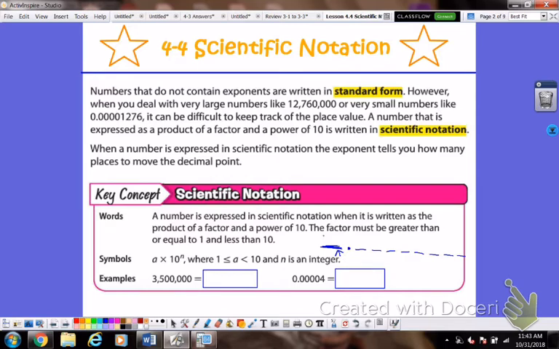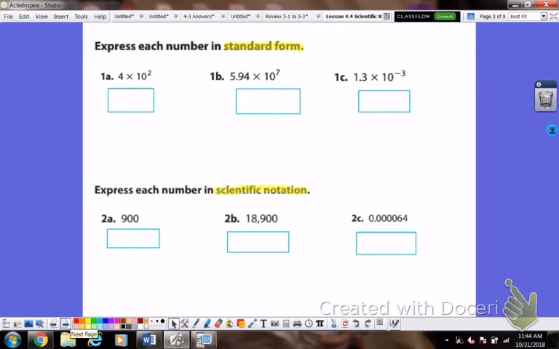Some examples here. 3,500,000. We know we're going to have one digit before the decimal point, so our 3.5, and then we would count. We move that decimal from the end 1, 2, 3, 4, 5, 6 in order to get between the 3 and 5. It's a very large number, so we have a positive exponent. On the opposite side, we've got a very small number. If I start here and count 1, 2, 3, 4, 5, because I need to be behind the 4, we're going to have 4 times 10, and since it's a small number, it will be a negative 5 there. Alright, using those examples, let's go through a few of these.